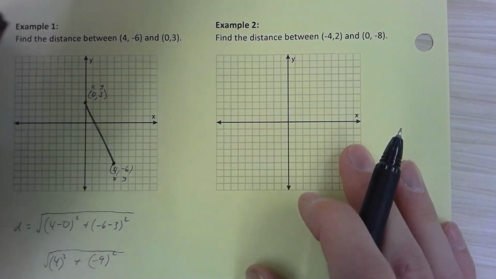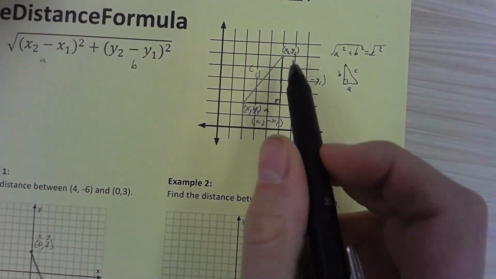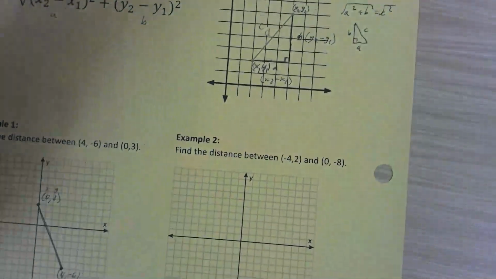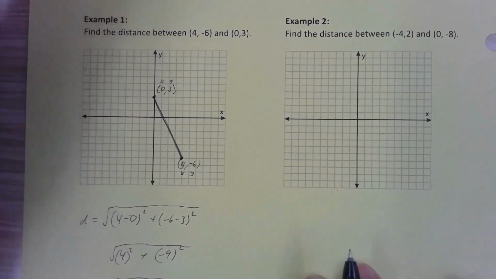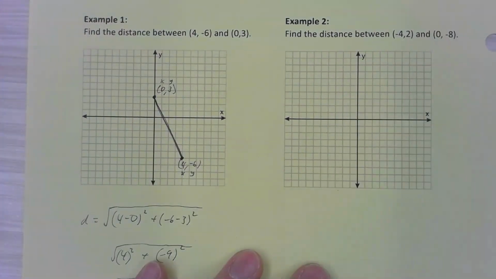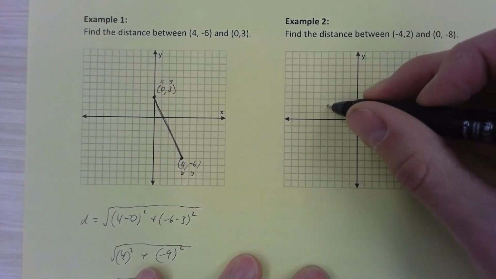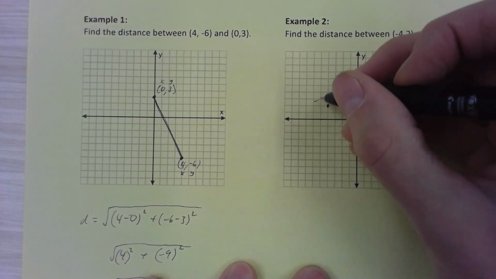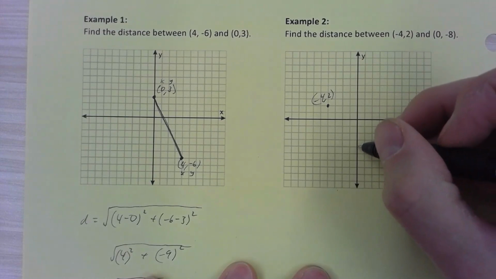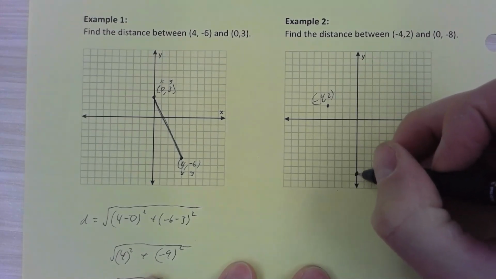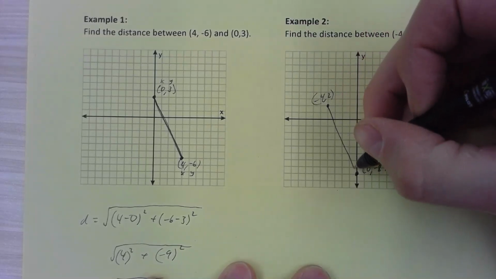The second example, I'm going to do a little bit differently. I'm going to actually use the horizontal and vertical distances to show you a slightly simpler, more expedient way to find our distance. So start by plotting the points. There's our (-4, 2). And (0, -8): 0, then down 1, 2, 3, 4, 5, 6, 7, 8. Connect our dots.